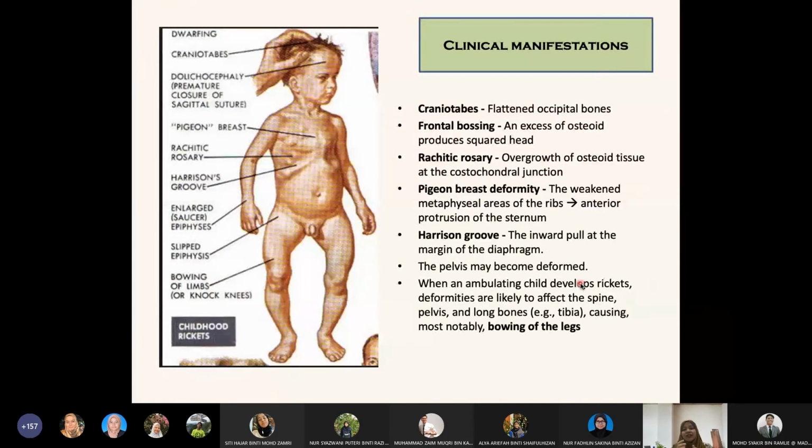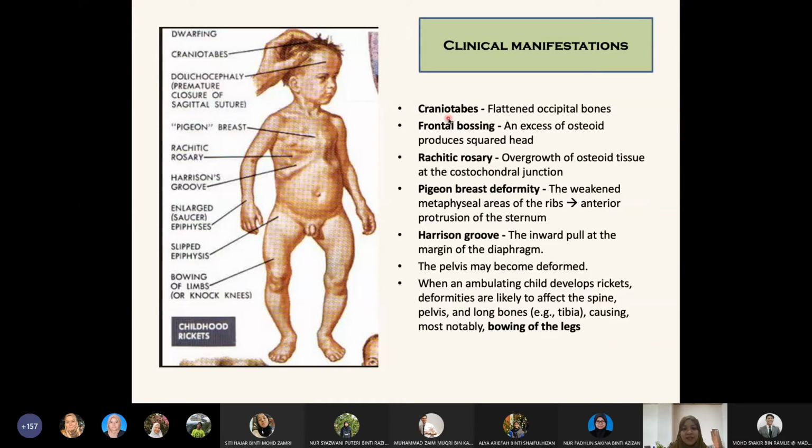Okay, as I mentioned before, in osteomalacia, the vitamin D deficiency occurs in adulthood. So the contours of the bone are not affected, but the bone is very weak. That's why they will have pain, and an increased risk of fracture. But if it occurs in children, they will have rickets.